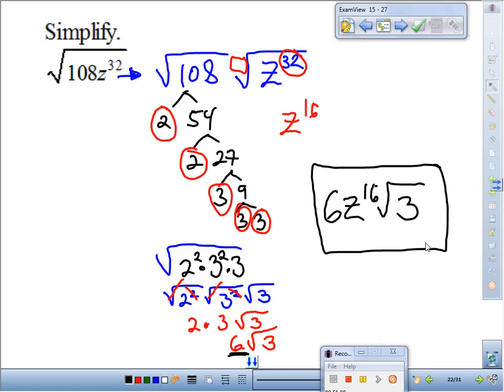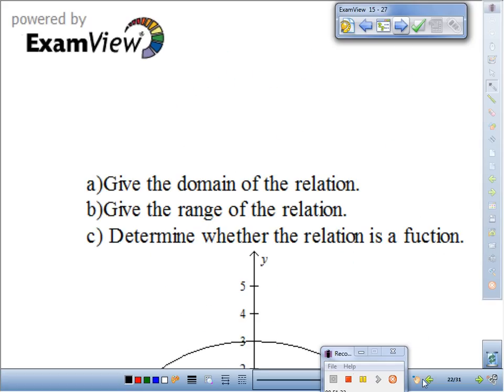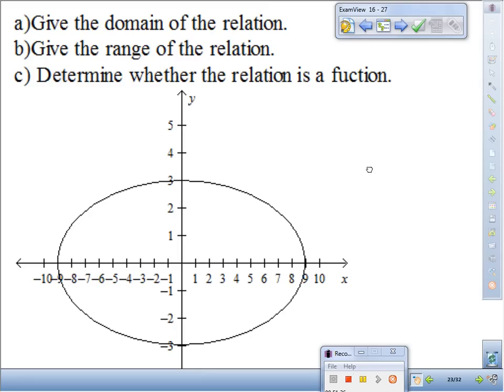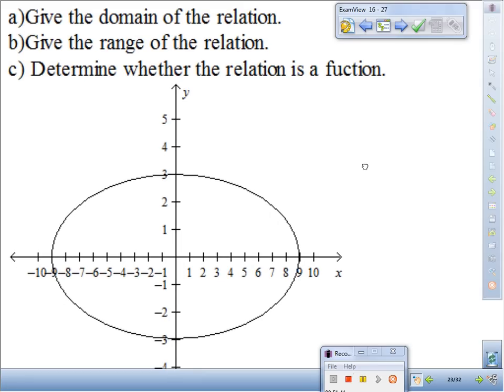How we doing? Yeah? Let's go to number 16. It says, give the domain of the relation, give the range of the relation, and C, determine whether the relation is a function. Let's see. To give the domain, that means the x values of this graph.